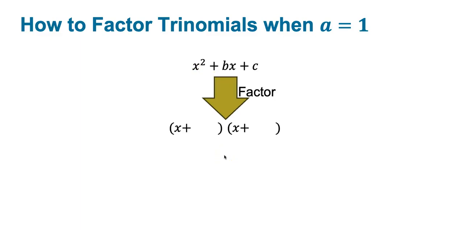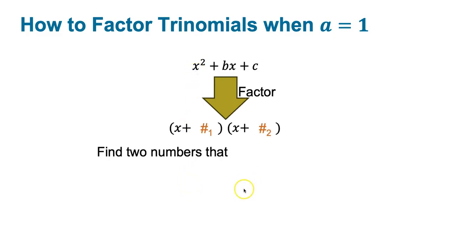To factor this case, you can draw two sets of parentheses. In each of those parentheses, we're going to put a binomial. Remember, a binomial means a two-term polynomial. Because a equals 1, the first term of each binomial will simply be x, or whatever variable you may have. Remember, the first terms must multiply together to give us the first term, which is x squared.